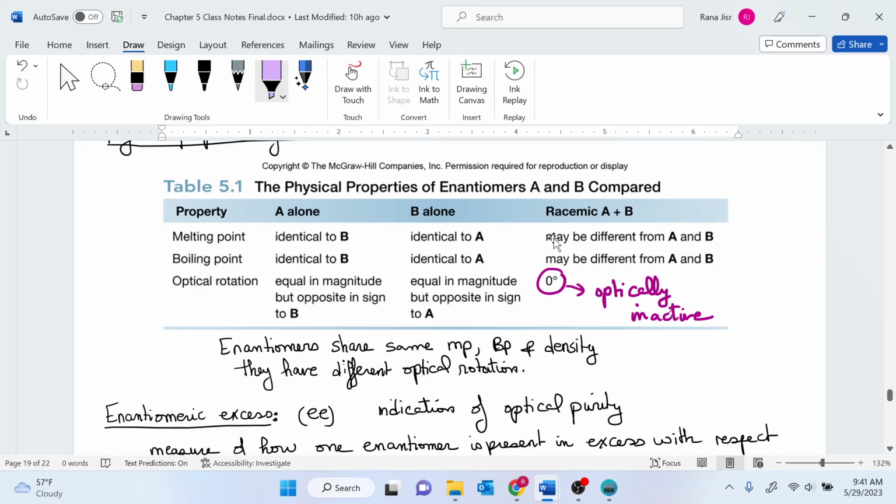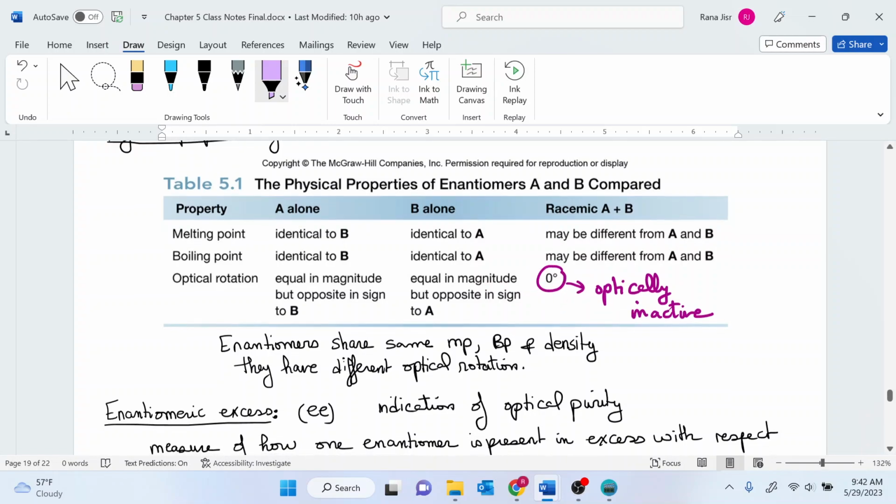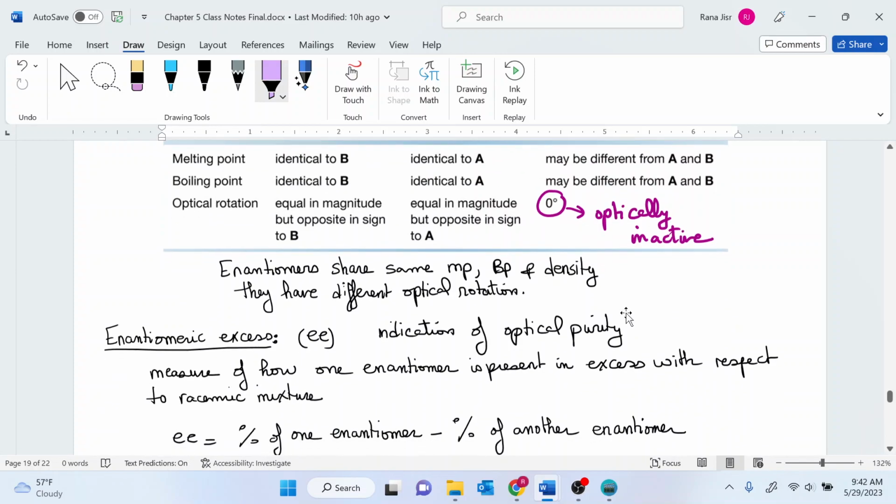So the melting point is going to be different. The boiling point is going to be different in this case. One of them is going to rotate the plane of polarized light to a certain extent in one direction, and the other will rotate the plane of polarized light to the same extent but in the other direction. So the sum of the rotation of the plane of polarized light is zero, and that is the definition of optical inactivity.